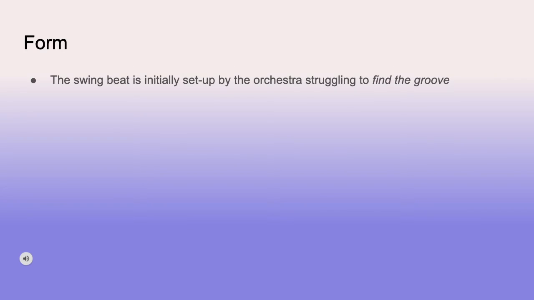And a lot of these rhythmic elements and materials go into the form of the piece. Initially, what I imagined the piece being was a band at a rehearsal, struggling, succeeding, and then going off the rails. So initially, the swing beat is set up by the orchestra struggling to find the groove.